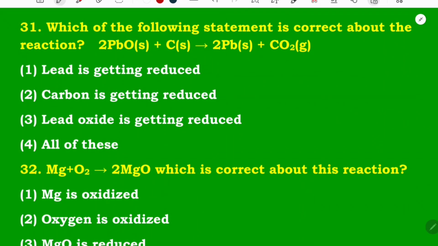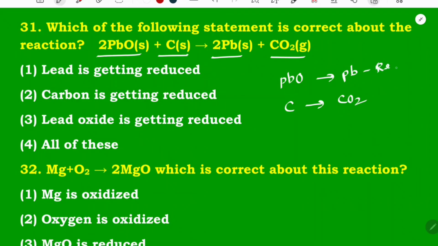Next one. Which of the following statements is correct about the reaction? Here lead oxide reacts with carbon to form lead and carbon dioxide. We can check whether this is a redox reaction. Lead oxide is converting to lead, and carbon is converting to carbon dioxide. Lead oxide converting to lead means loss of oxygen takes place. This is reduction, so lead oxide is reduced and carbon is oxidized to form carbon dioxide.